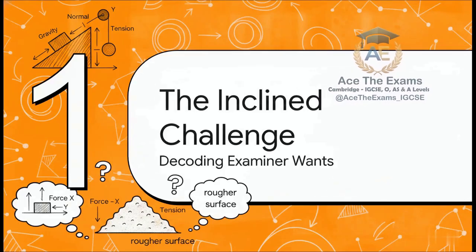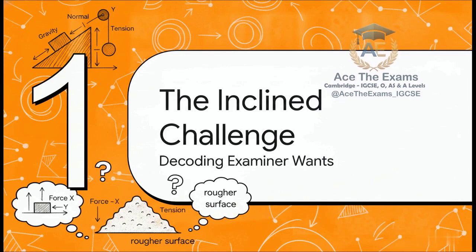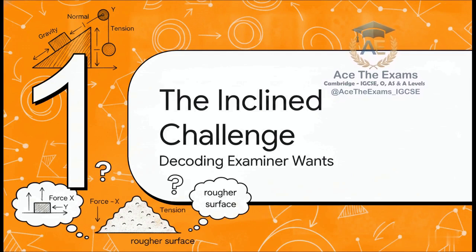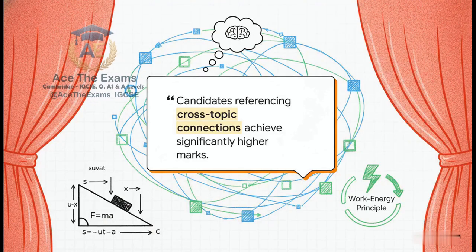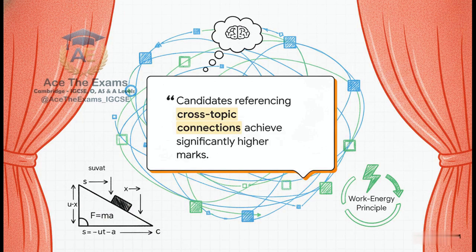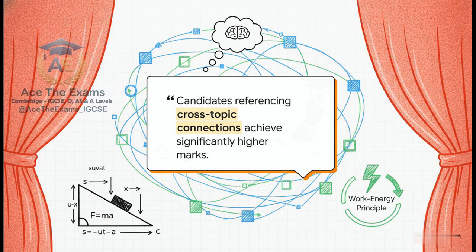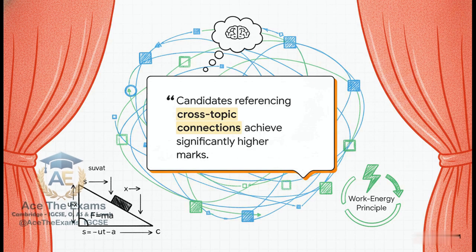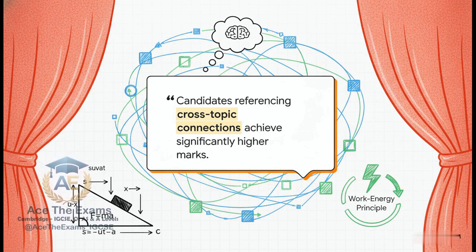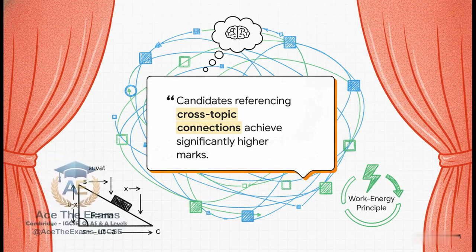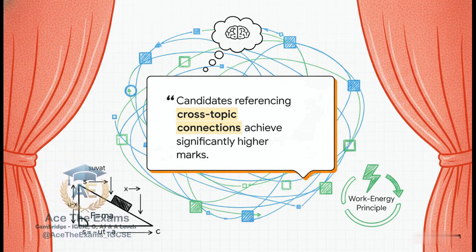All right, let's kick things off with Section 1, the inclined plane challenge, and decode what examiners really want from you. To beat this challenge, we have to understand the theoretical architecture of the 9709 syllabus. The examiners are designing questions that rest on precise definitions and causal relationships. Think about it. If force X increases, what happens to acceleration Y? If the plane suddenly becomes rougher, how does that impact the tension in the string? You cannot treat these variables as isolated numbers. You have to understand the dynamic system as a whole.